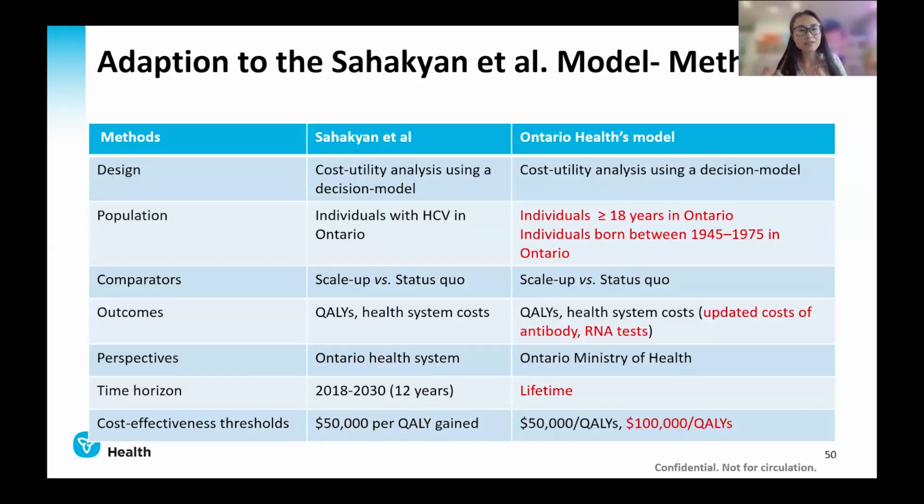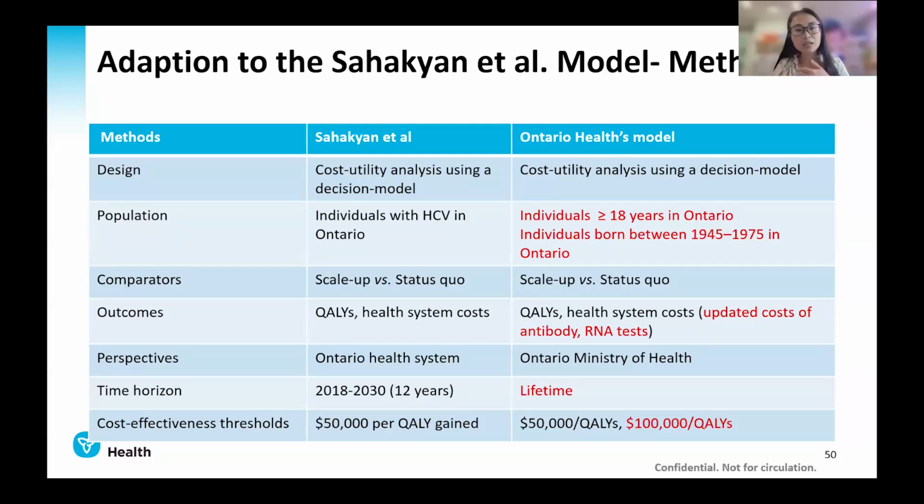As Yeva has mentioned about her model, we adopted the model developed by Yeva with some modifications highlighted in red. We particularly investigated 2 populations: one is individuals 18 years and older in Ontario, and the second is the cohort born between 1945 and 1975. We also updated the costs of different tests, like antibody testing and RNA testing, to the most up-to-date costs. In terms of time horizon, instead of using the 12-year time horizon mentioned by Yeva and Beate, we extended the time horizon to lifetime to see the benefits that hepatitis C screening can bring. We also extended the willingness to pay, not just to 50,000 per QALY but also to 100,000 per QALY, because for OHTAC we don't have a defined cost-effectiveness threshold.